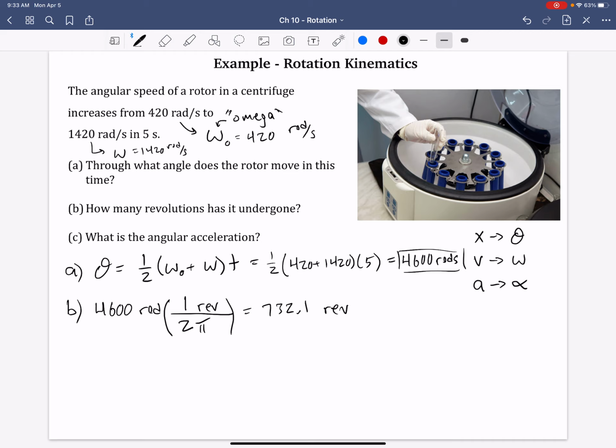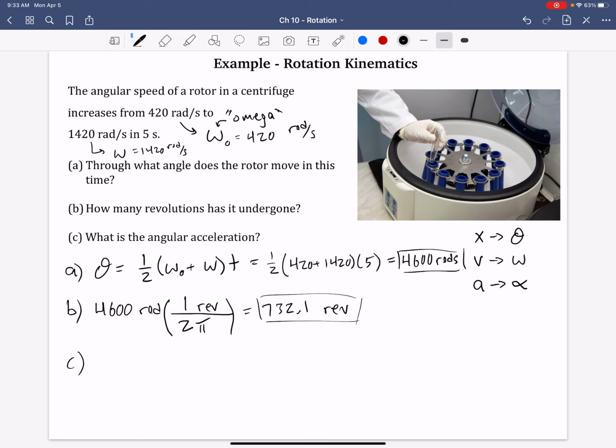But that's a lot, right? 732 times around. This guy goes 732 times around in 5 seconds. That's incredibly quick. It's incredibly fast, right? So thus, the angular acceleration would need to be pretty large, right? Even if you think of it, 420 radians per second, like that's pretty quick as well.